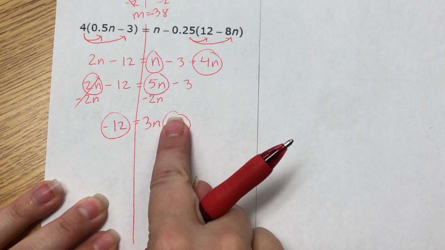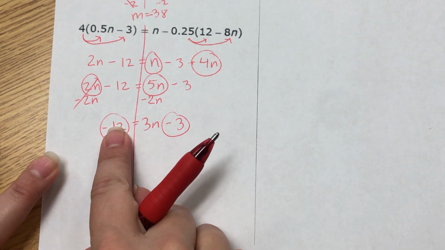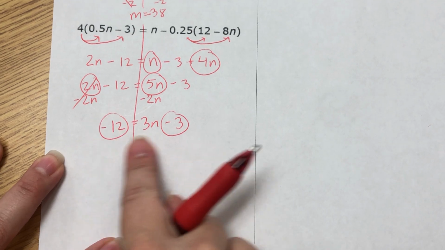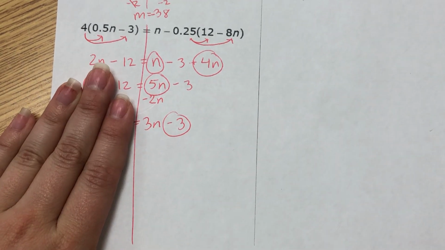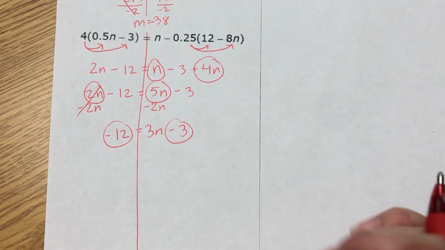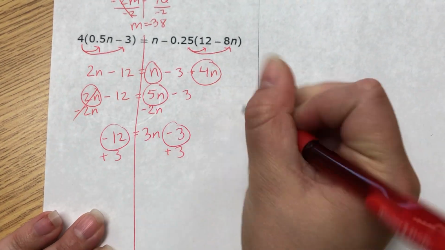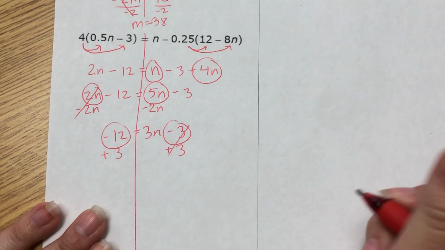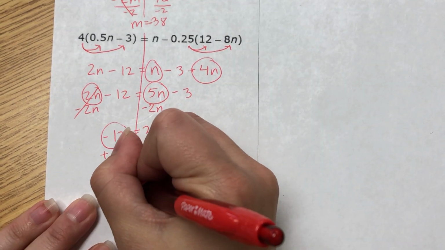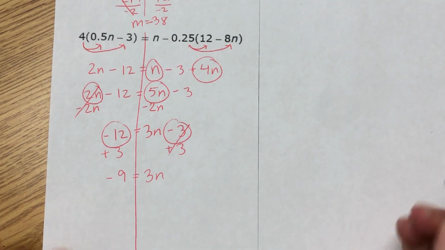So I'm going to take this negative 3, or the minus 3, and try to move it over here. The reason I don't move the 12 over here is because then I would have an unbalanced equation. Everything would be on this side. I need to be balanced to where I have stuff working on both sides here. Add 3, because that is the opposite of subtracting 3. Negative 12 plus 3 is negative 9. And then I have 3n.